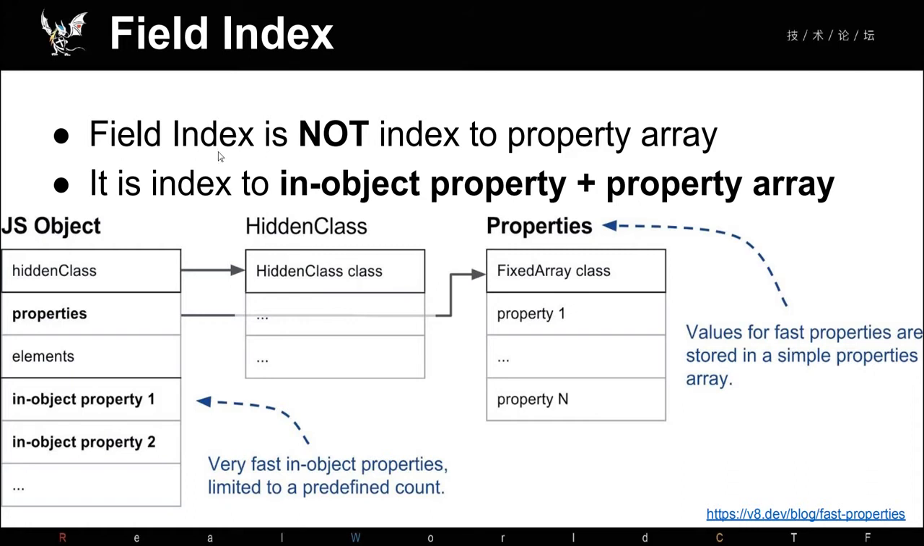So what is this field index? The field index is not the index into the property array. It's an index into the in-object properties plus the property array. If we look at the picture here, the in-object properties lie just after the object, and the property array is a pointer that points to a fixed array class, with many properties stored in the property array.